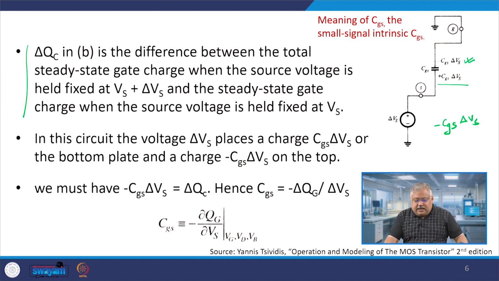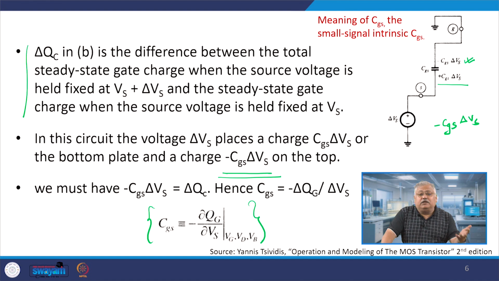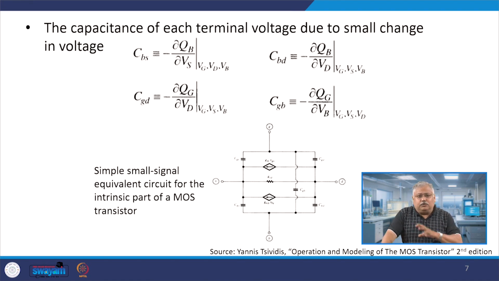And therefore, I have minus CGS del Vs on the top capacitor, and plus CGS del Vs on the bottom capacitor, and we define CGS to be equal to minus del QG by del Vs. I am assuming a non-quasi static model. I am also assuming that Vg, Vd and Vb are all constants while I am measuring the value of CGS. In reality this is not true, and then you have to use the principle of superposition in order to explain the value of CGS.